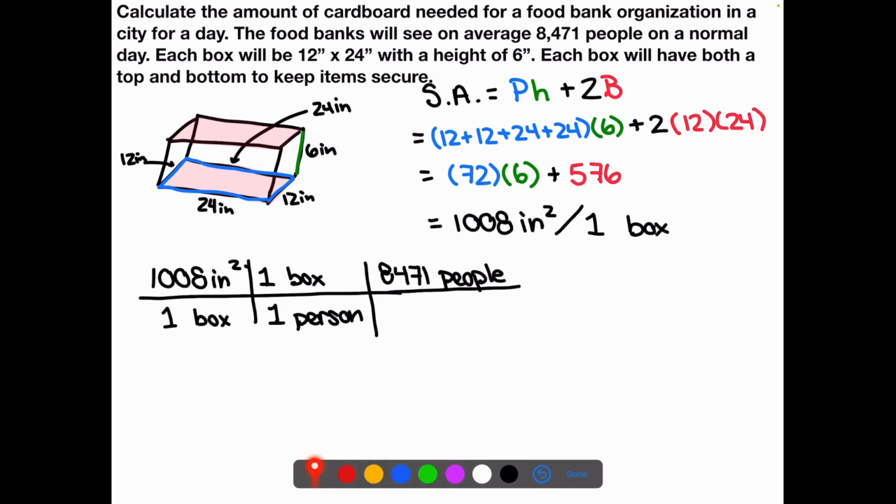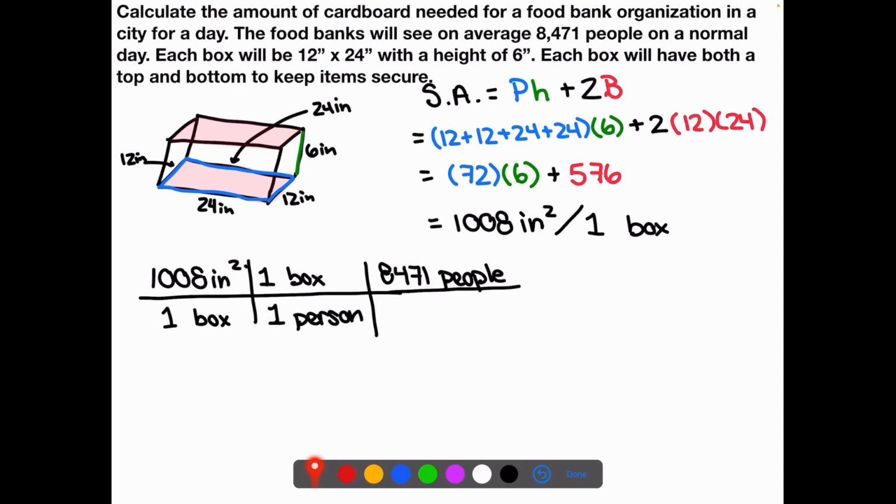Now from here I'm going to use dimensional analysis. You guys have seen this in your science courses before, and the reason I'm doing it is because it allows us to see units cancel out. And that's very important for us down the road. So as I can see, I have 1,008 inches squared per box. One box is distributed to one person, and there are 8,471 people that would like a box. So we can see that boxes are on top and on bottom, they'll cancel. We have people on top and a person on bottom, they will cancel.